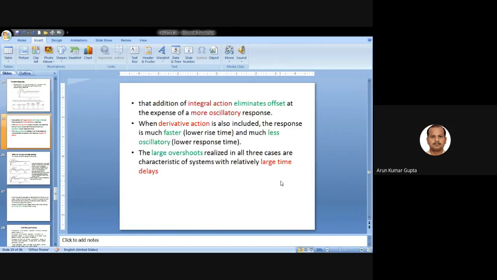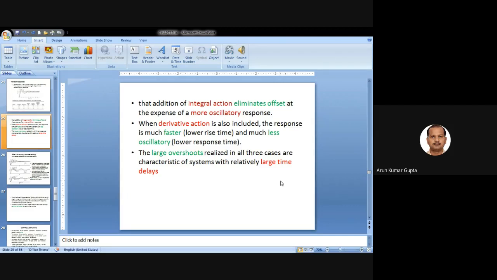Okay, so here we summarize some results: the addition of the integral action eliminates the offset at the expense of a more oscillatory response, right? Because oscillation increases, offset decreases but oscillations increase. So this is your requirement, what kind of final results you want. When derivative action is also included, the response is much faster, meaning lower rise time, and it is less oscillatory.